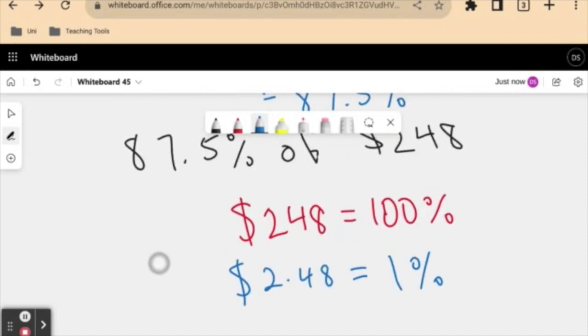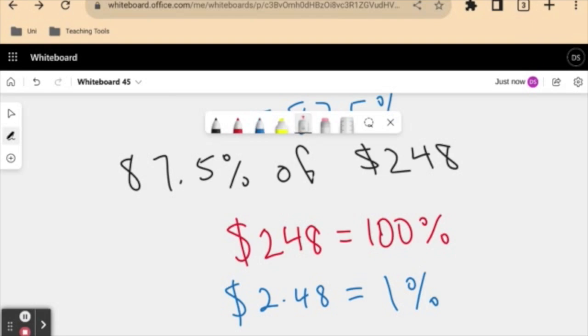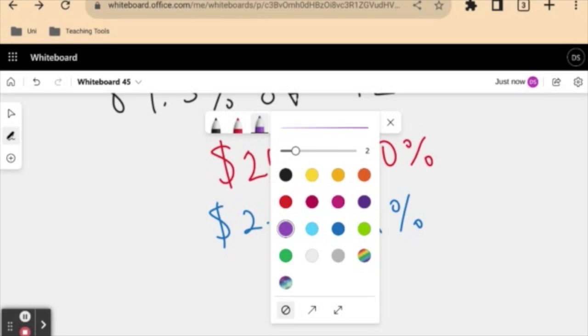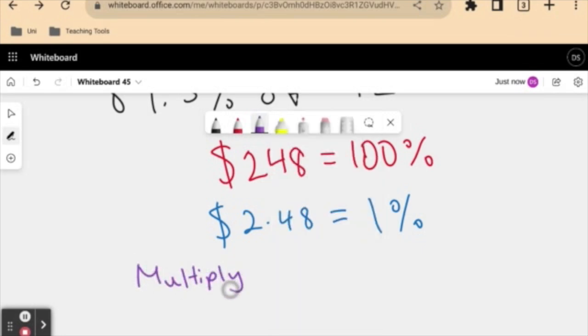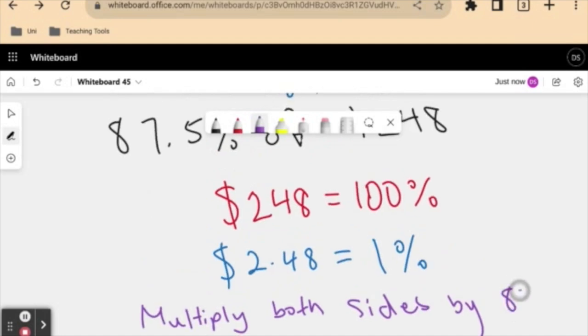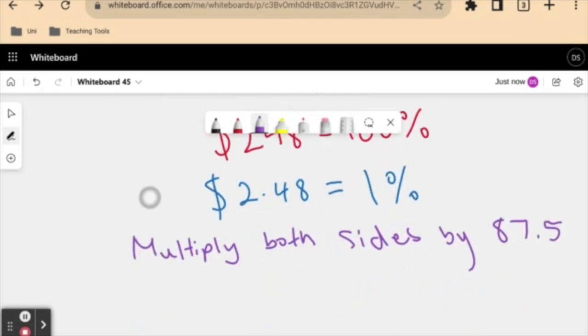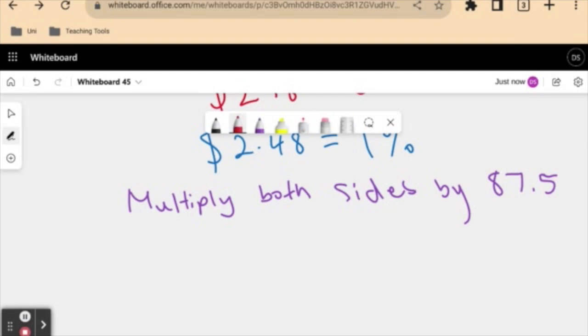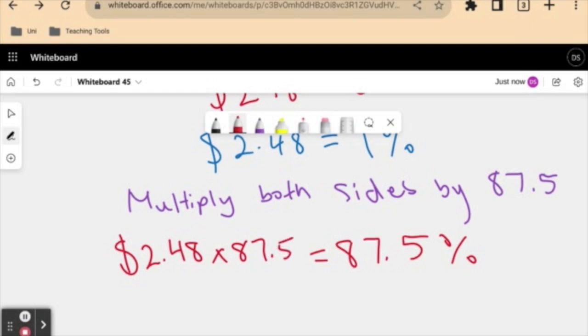And now, to get to our discounted price, which is some percentage of our original, we can multiply both sides by 87.5 to give us 87.5% of our original. Now, doing that, we're going to get 87.5% on our right-hand side. And on our left-hand side, we're going to get 2.48, which is our 1%, multiplied by 87.5. And that equals $217.50.